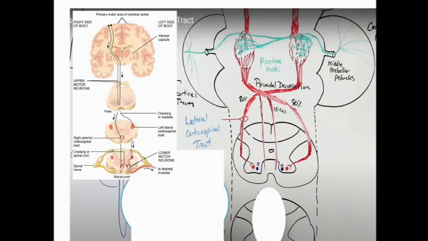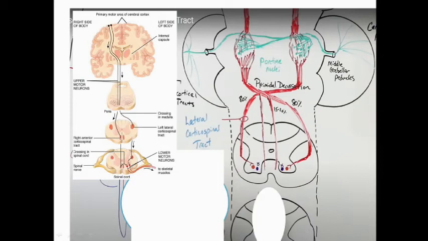Same side means ipsilateral, opposite side means contralateral. And ipsilateral fibers are called the anterior corticospinal tract. The 80 to 90% of fibers which cross to the opposite side are contralateral fibers. They are also called the lateral corticospinal tract because they occupy the lateral portion in the white matter of the spinal cord. Okay.